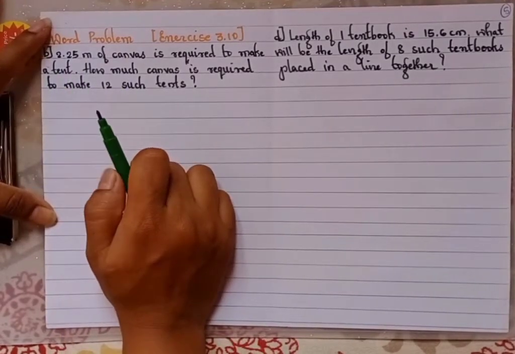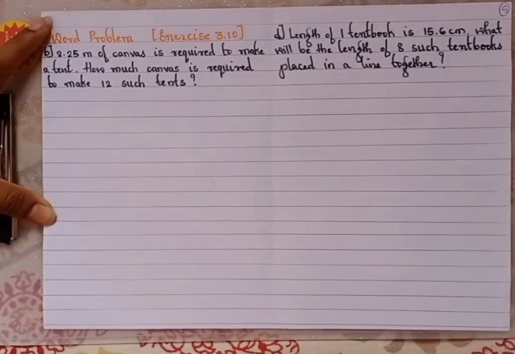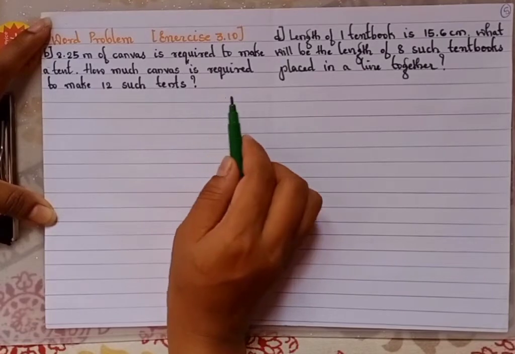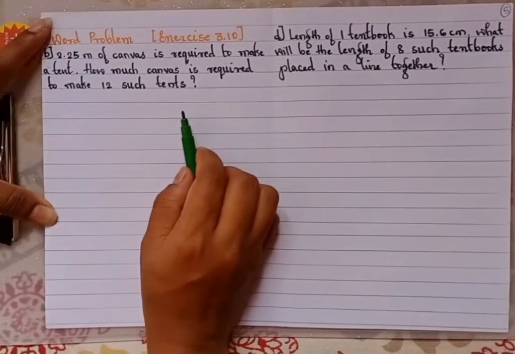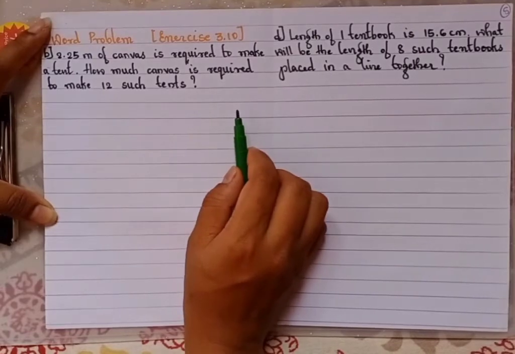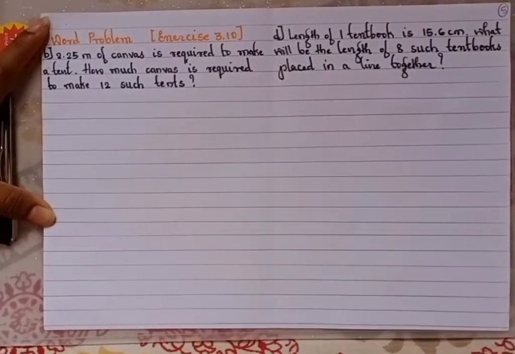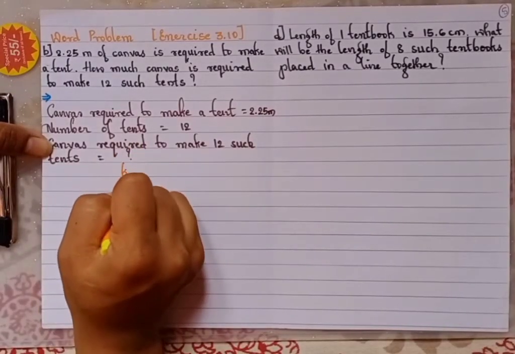So, now we have understood the key. Now, let's write the statements. First statement, canvas used to make a tent equals 2.25 meter. Next, number of tents equals 12. Cloth required to make 12 such tents equals question mark. So our key is multiplication.